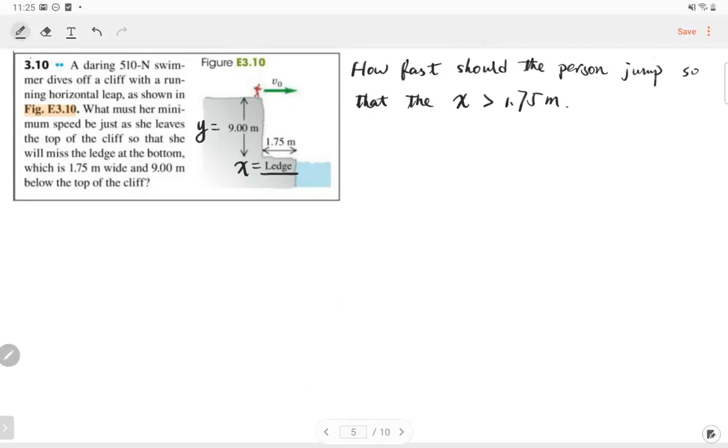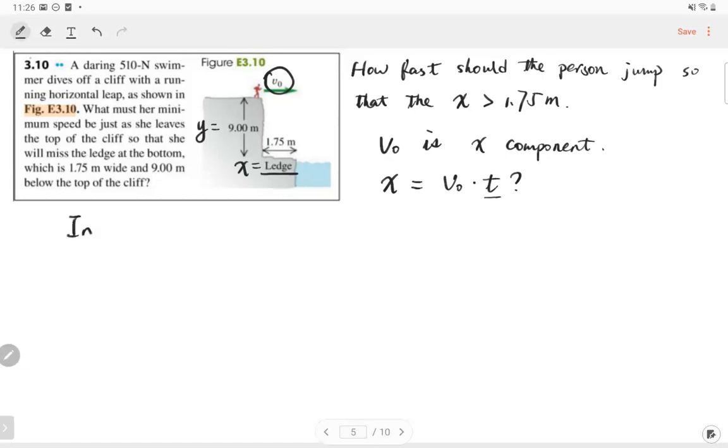So let's see. We need to know V0. This is what we're going to look for. And if we want to know V0, this is a component in the X direction, right? So we need to use the equation in the X direction. In the X direction, we only have one equation, that is the displacement equals V0 multiplied by time. But the question is, we don't know the time. Time is unknown. So we want to solve the time. And we know the X direction and the Y direction share the same time. So we are going to solve the time from the motion in the Y direction.